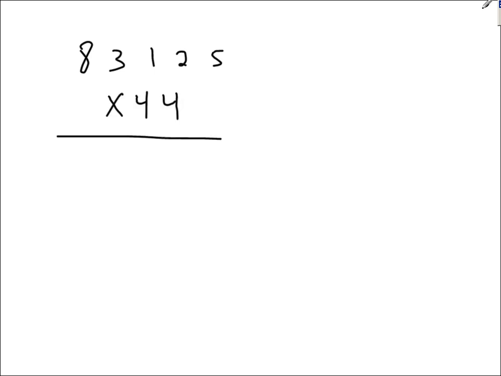We want to multiply 83125 by 44. First we multiply by that 4. 4 times 5 is 20. Carry the 2 over. 4 times 2 is 8, plus 2 more is 10. Bring the 0 down and carry over.